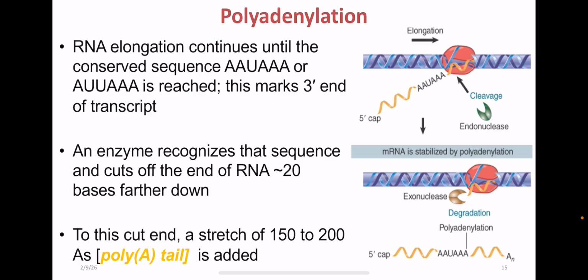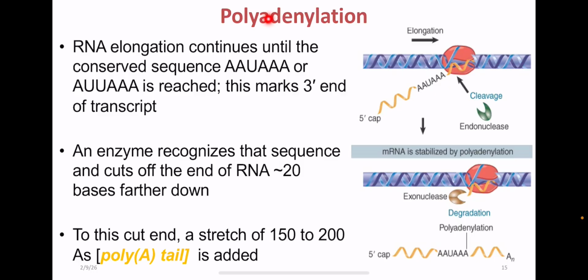The cap has two functions. It protects RNA from degradation while transcription is ongoing, and it is also required for translation. When the mRNA moves outside the nucleus, the cap is required for recognition before translation of that particular mRNA can occur. Another RNA processing step we do is polyadenylation, the addition of poly A tails.